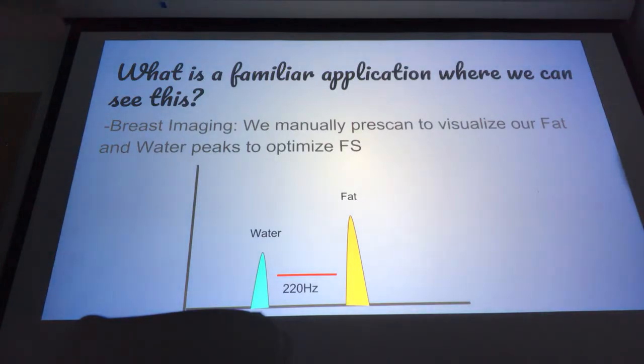What is a familiar application where we can see this? Breast imaging is one. When we manually pre-scan our vibrant scan, we can see our fat and water peaks, and if we were to move between the two, we would see that they're 220 hertz apart. If there were silicone implanted in that patient, there would be another peak to the far right here, 90 hertz from fat. So this is also the basis for MR spectroscopy as well.